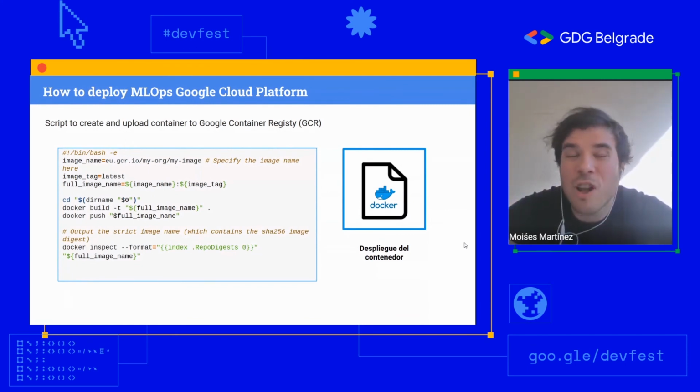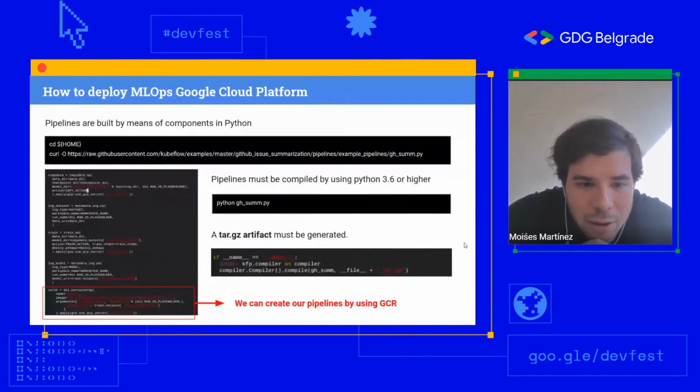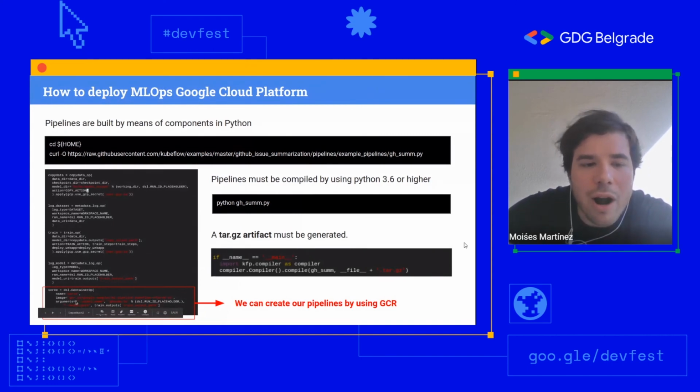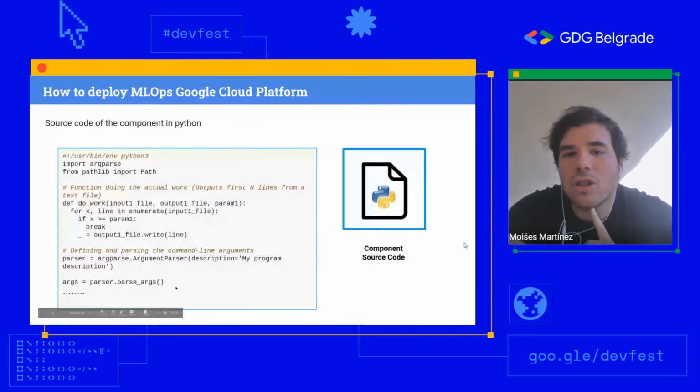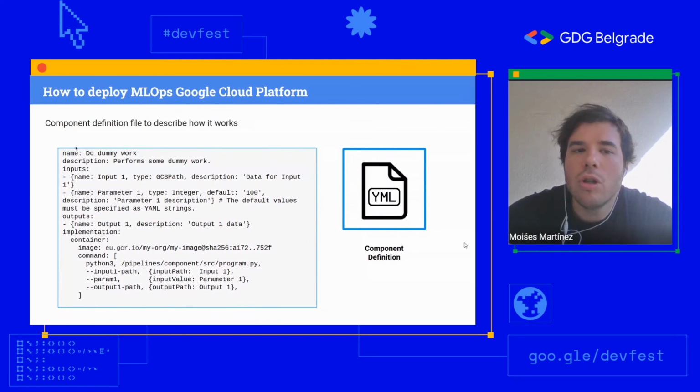This means that if we call that container for our pipeline, so here, okay, this red bar, you can see this is a specific URL where the image is stored. Okay, we can use that. And finally, we have to create the component definition file, which is the other thing that we need to do to define how to get that component.